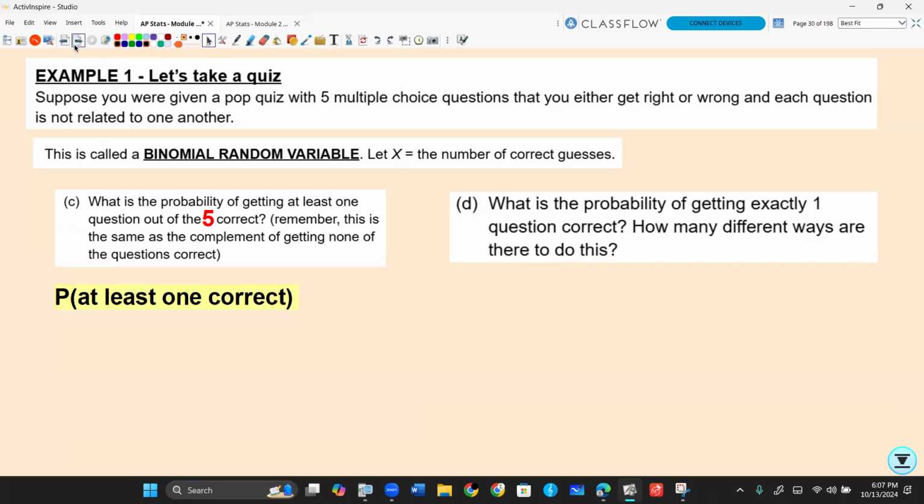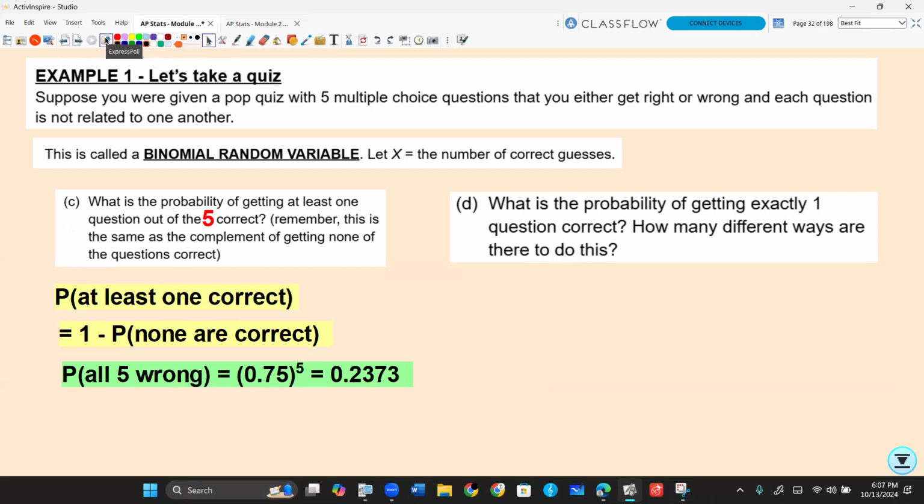So what we do is we find the probability of getting at least 1 by doing 1 minus the probability none are correct. We've already calculated the probability of none correct, which is 0.2373. So we can subtract that from 1, and we get about 76.27%. So we have a 76% chance of getting at least one of those questions correct.